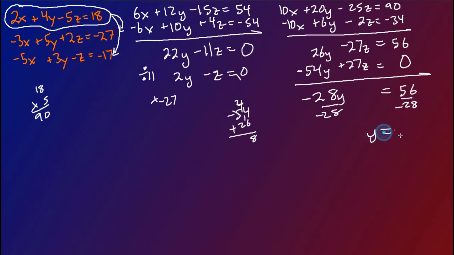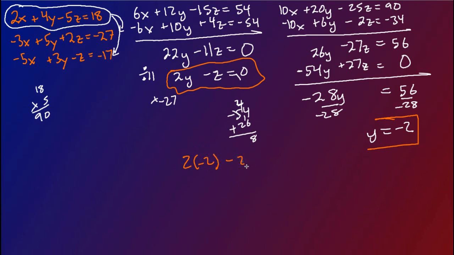And y is negative 2. And now that I have y, I can go back to any of my other equations. I'll choose this one to put that y into. So I have 2 times negative 2 minus z equals 0. So that's negative 4 minus z equals 0. So I can add the z to the other side. That's probably the faster way to do this. So z is negative 4.